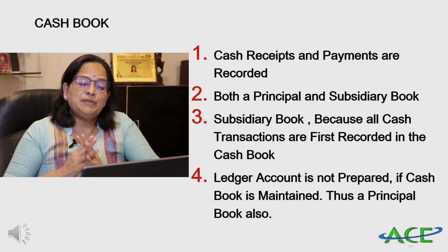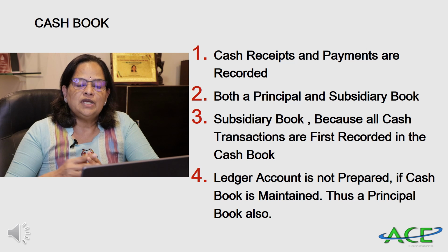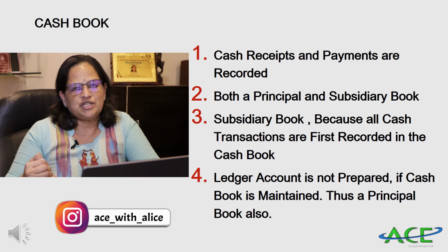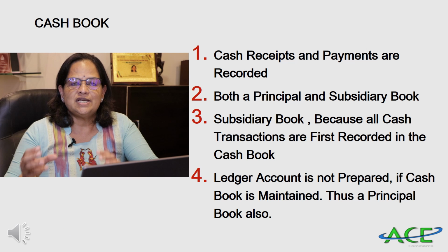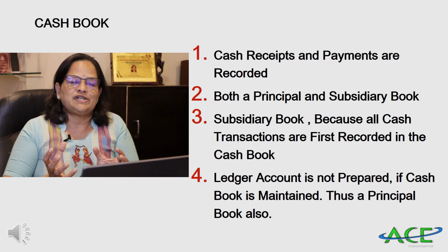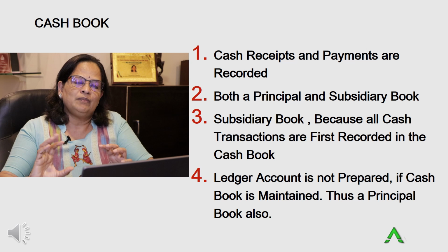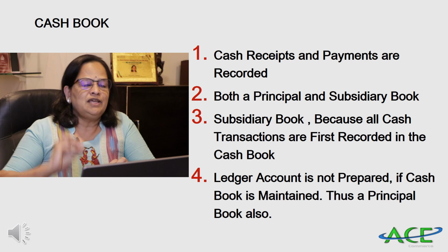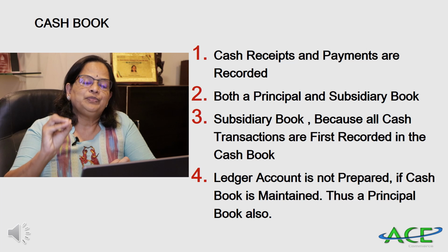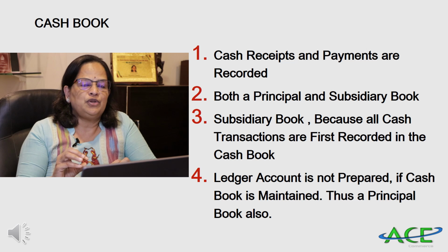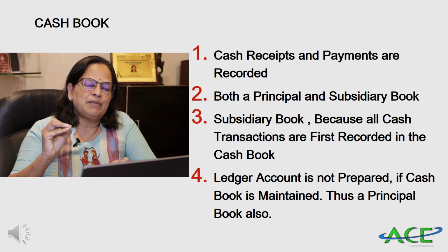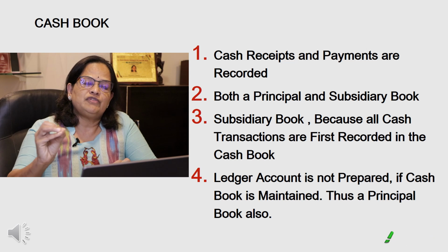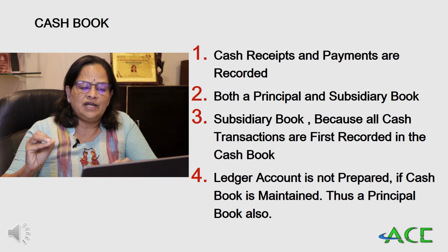Cash book will serve as a principal book and a subsidiary book. Principal book, because all cash transactions are first recorded in the cash book. I told you, all cash transactions, because we want to reduce the volume of transactions which can come in one book. We are segregating, and just by looking at that we can get the information. When you prepare cash book, we can get the cash balance at any point of time. When we prepare 3 column cash book, cash and bank balance at any point of time we can get the information. So this is the advantage.